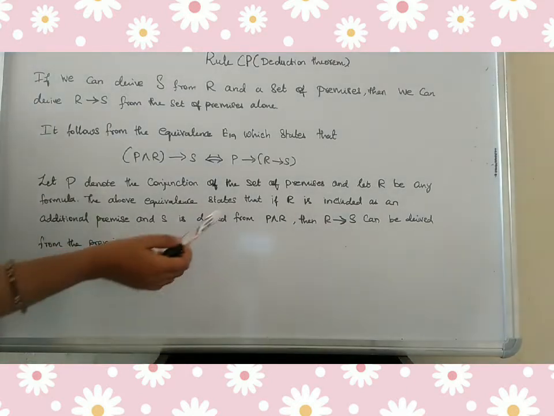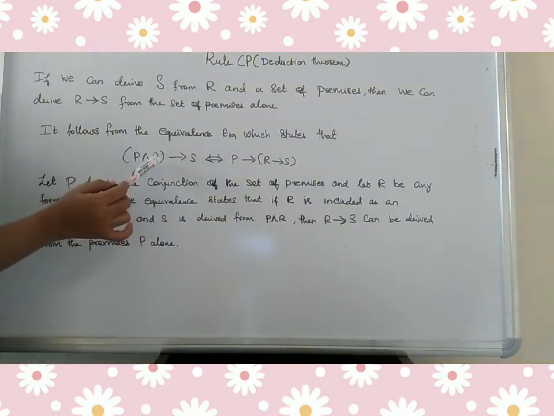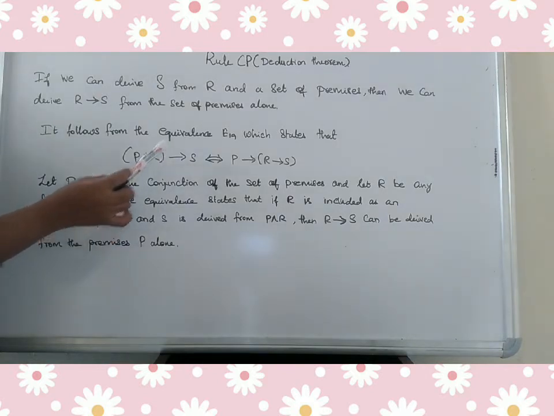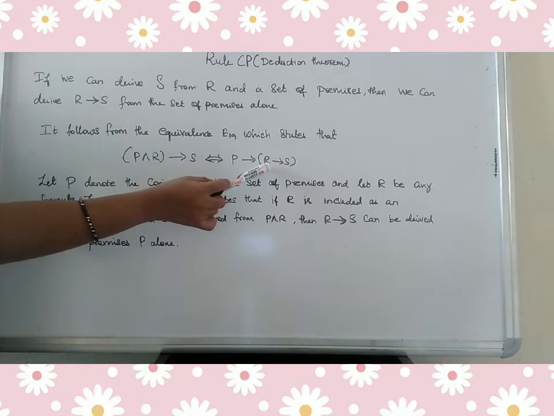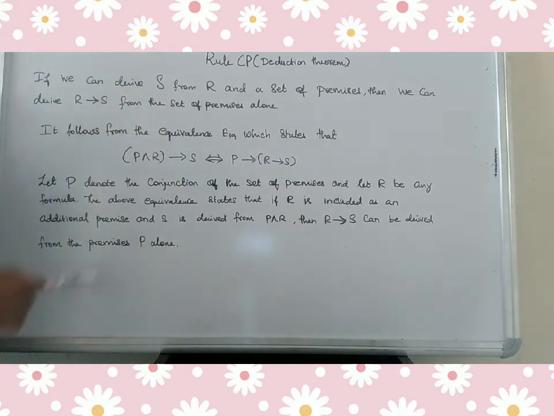Can you understand it? Once again I am saying, we are going to include R as an additional premise and S is derived from P and R, then R conditional S can be derived from the premises P alone. So this is the equivalence E19, and based on this we are going to solve our problem. So this is the rule CP. Based on this we are going to solve the problem.